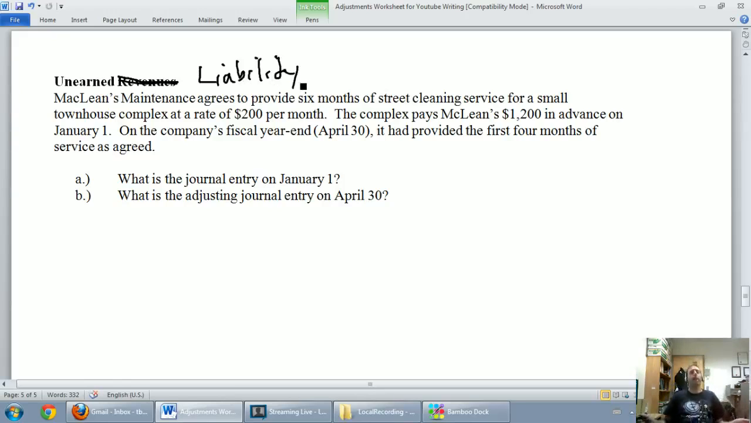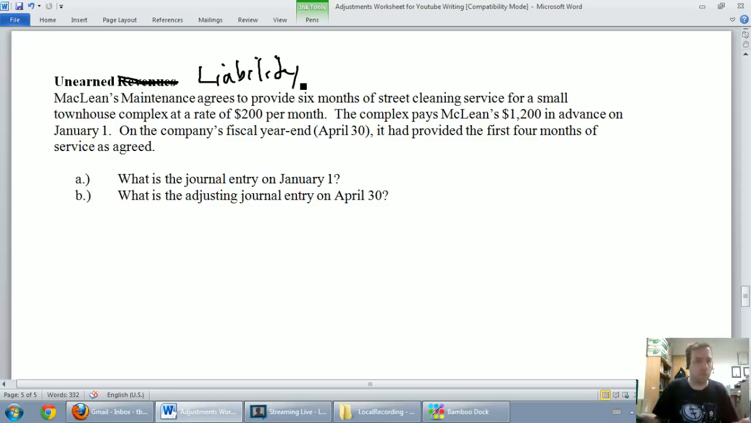And an unearned revenue happens anytime a customer pays us in advance. So they give us the money before we do any work. We've got money, but we haven't earned it yet. We owe that customer something. We don't owe them money, we owe them a product or a service. So when you're paid for something in advance, you owe that customer either a product or a service, but the fact that you owe makes it a liability.